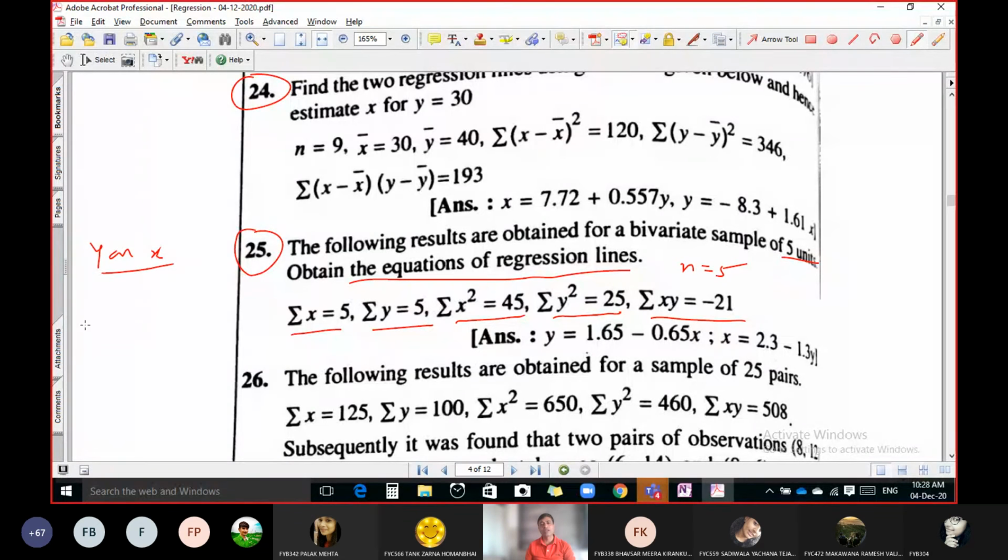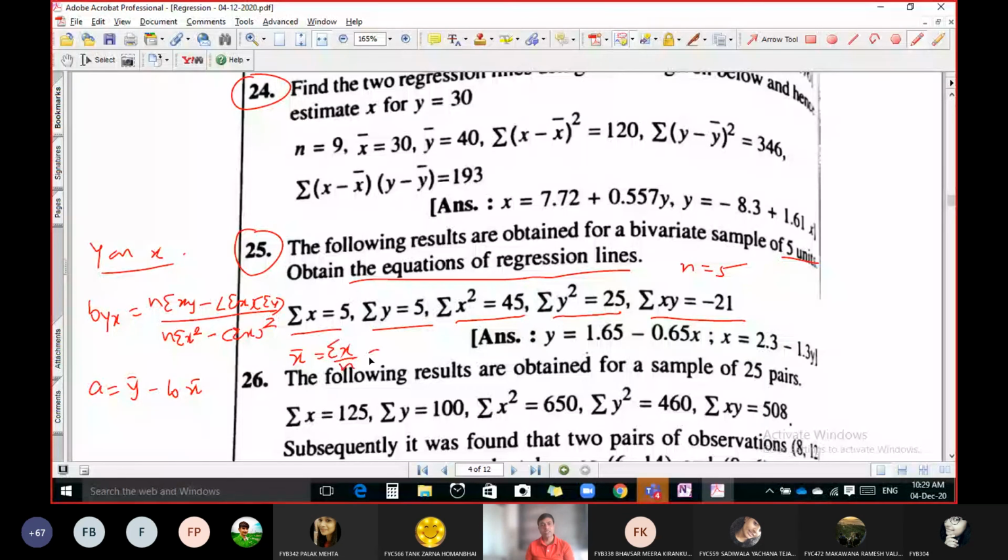If you want to find y on x, first of all y equal to a plus bx, and here you have to find byx. Which formula do we apply for this data? N sigma xy minus sigma x sigma y upon n sigma x square minus sigma x the whole square. That is the simple formula to obtain byx, and once we get byx you can calculate a by using the formula y bar minus b x bar. How to find x bar and y bar? x bar is nothing but sigma x upon n.